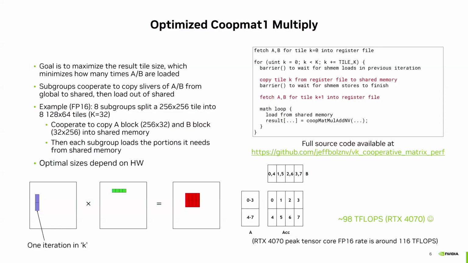So this all works. The performance is pretty good, 98 out of 116. That's really good. It's really hard to hit peak rate for the tensor cores because they're so fast. So you can do this. The code's on GitHub. You're welcome to take a look at it.